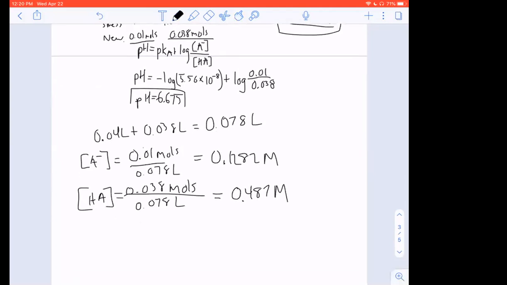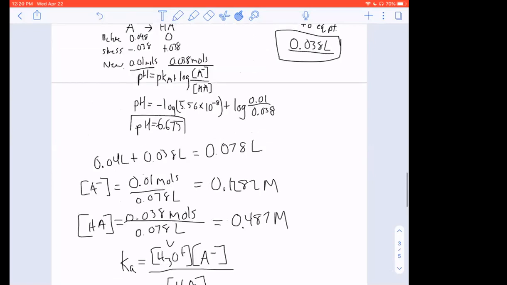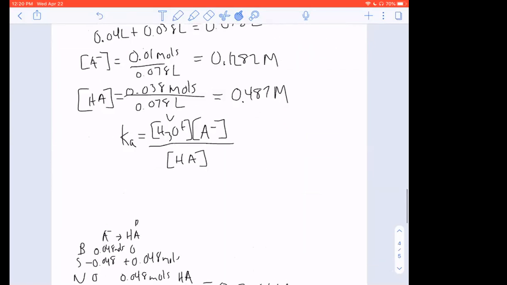At this point, you actually don't need to use an ice table or anything. The easiest way to do it is to set up what Ka equals. Remember, Ka equals the concentration of H3O plus times the concentration of A minus over the concentration of HA. We know the concentration of HA and A minus, and we know Ka because that was given to us in the problem. What we'll solve for here is the concentration of H3O plus.